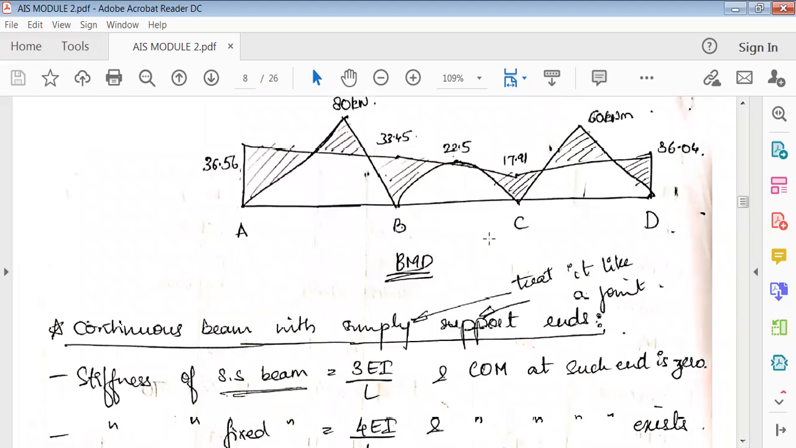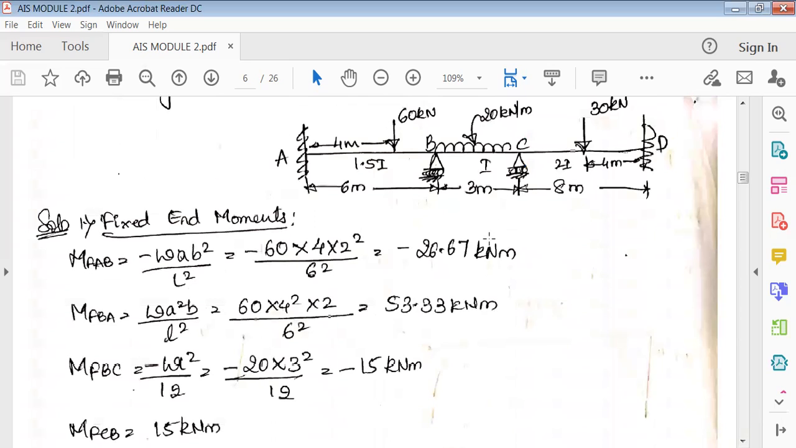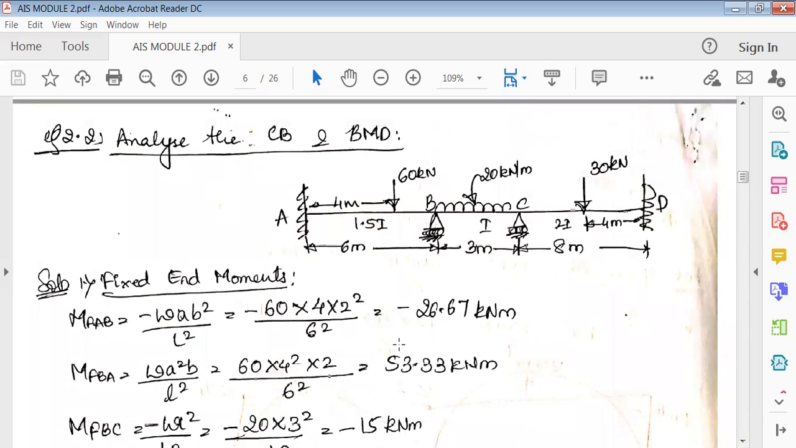Okay, all right. So the first step is, because both the ends are fixed here, A and D, all the distribution factors would have the formulas 4EI by L. Okay, so you can see here in the distribution factor table.